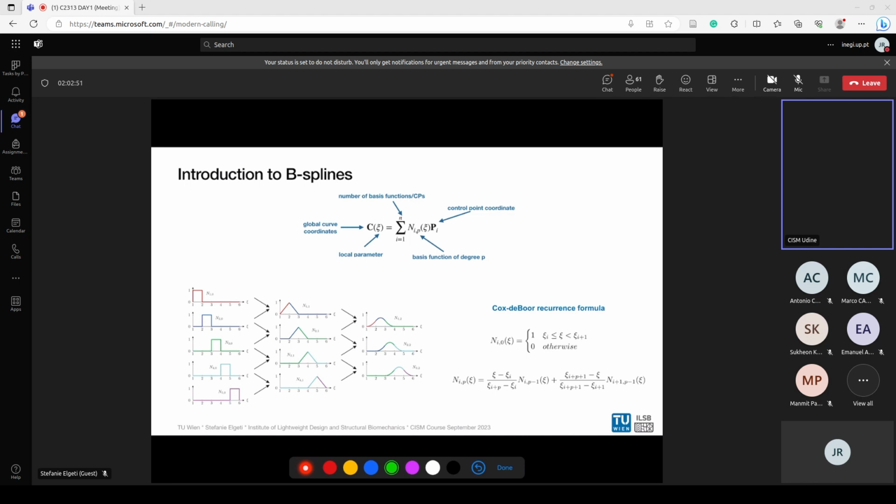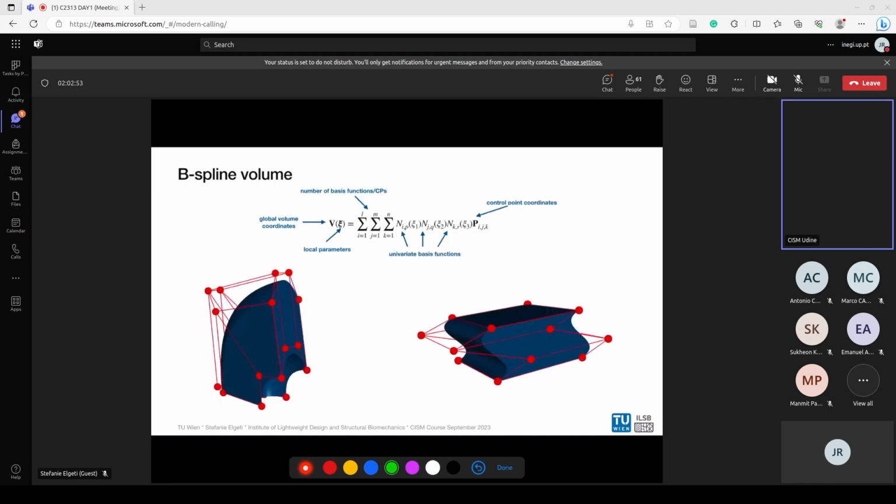Also here, we can extend the concept to surfaces and also to volumes. So for the volume, because we already saw the surface, we need 3 local parameters. We have 3 univariate basis functions that we combine in a tensor-like fashion. Here we have a control grid with the 3 indices now. And then we can also generate spline volumes. And this whole idea also extends to higher dimensions if you have use for that for some reason.